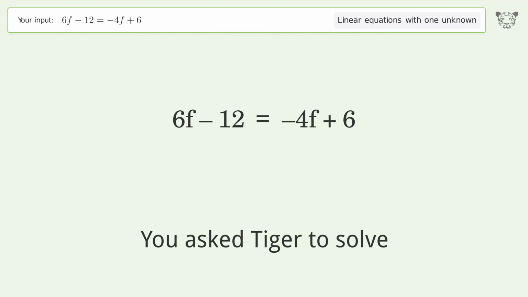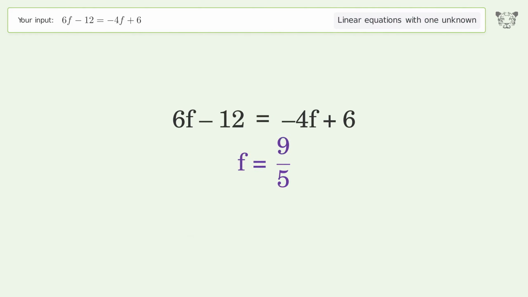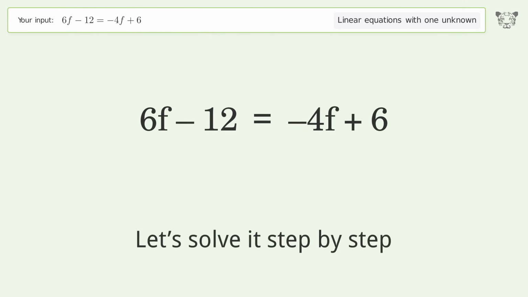You ask Tiger to solve this. This deals with linear equations with one unknown. The final result is f equals 9/5. Let's solve it step by step.